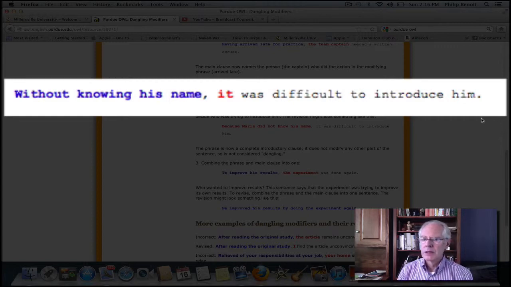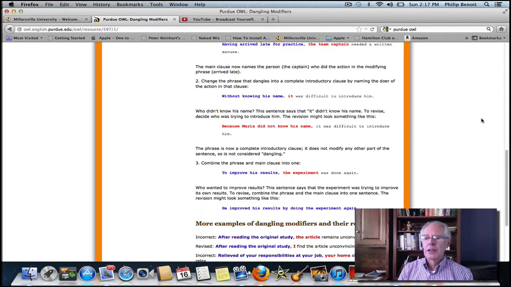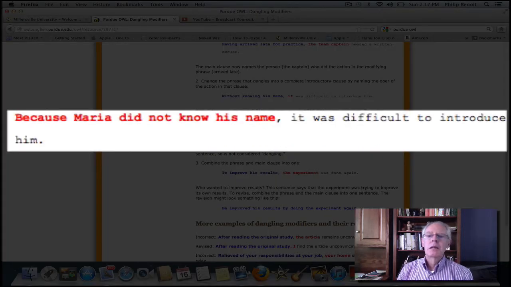Confusing. It's just not a sentence that really works because we're missing something. What are we missing? We didn't know his name. The sentence says, it didn't know his name. Who didn't know his name? To revise this sentence, decide who is trying to introduce him. And if you have that information, you just merely need to include that. So the revision might be, "Because Maria did not know his name, it was difficult to introduce him."